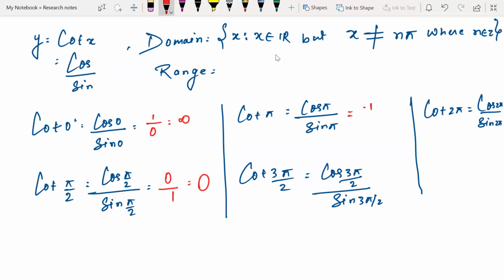Minus 1 by 0, because sine pi, 2 pi, 3 pi, 4 pi, everything is 0. So no need to just recall the concept and all. You know that it will be 0. Minus 1 by 0 will be minus infinity. 0 in the denominator is not acceptable, and that means undefined.